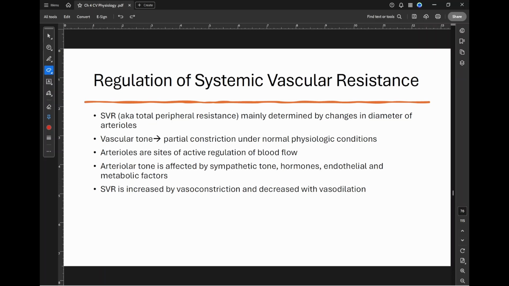What affects arteriolar tone? Sympathetic tone, fight or flight. Hormones, endothelial, and some metabolic factors as well. And systemic vascular resistance is increased with vasoconstriction. Makes sense, we're constricting all of our vessels. Resistance should go up. And obviously it's going to be decreased when you vasodilate. When those vessels open up and expand, the pressure goes down. Go back to your Ohm's law with the resistance, the length of the tube and the diameter of the vessel.